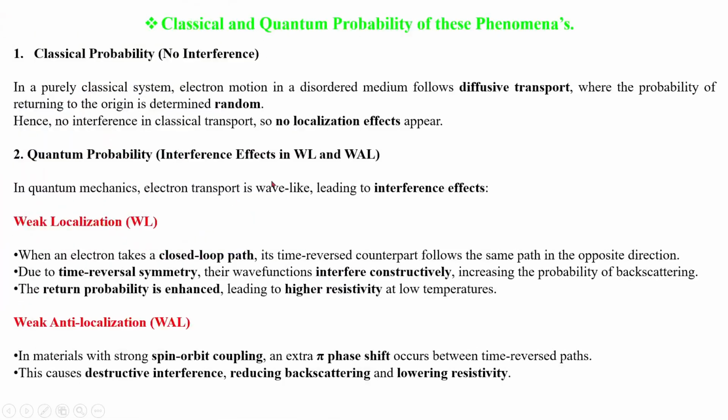On the basis of classical probability, we cannot explain this phenomenon, because the electron is also a quantum particle. In a purely classical system, electron motion in the disordered case shows diffusive transport, and it reduces the electron's returning probability.